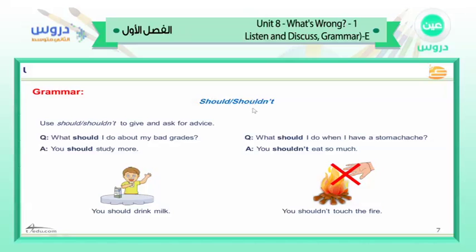We have also another 2 examples. We can use should and shouldn't with regular sentences, not question, not an answer. Regular sentences. For example, we sometimes call them instructions. Okay? You should drink milk. You have to drink milk. The second one, you shouldn't touch the fire. Okay, it's not good to touch the fire. Can you see the X? So you shouldn't touch the fire. Okay, very nice.